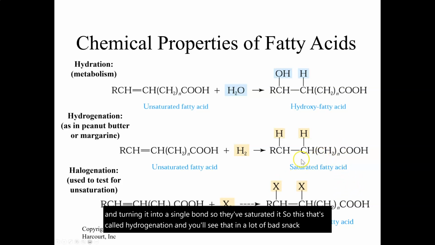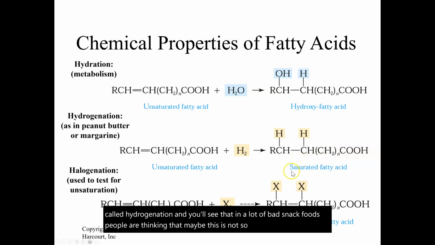People are thinking that maybe a lot of saturated fatty acids is not so good for you to eat, and that the more natural peanut butter that's liquidy, that you have to stir up together, might be better for you.